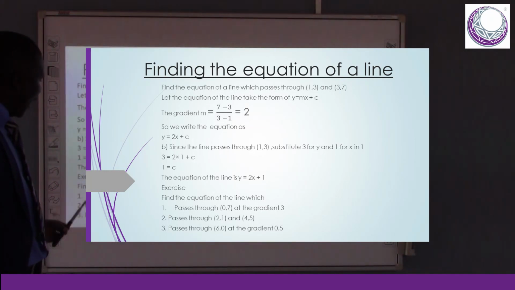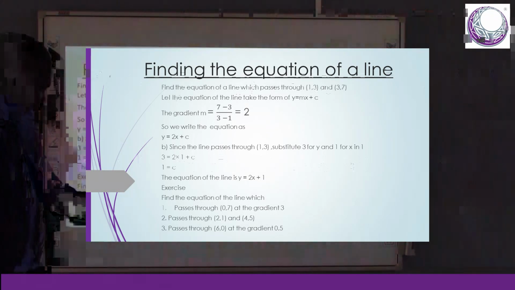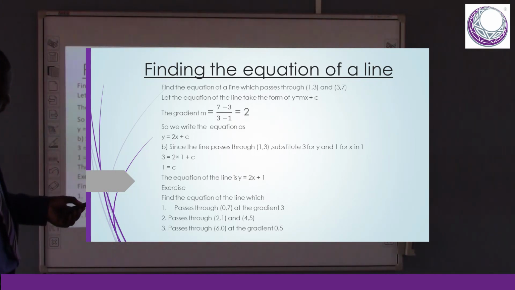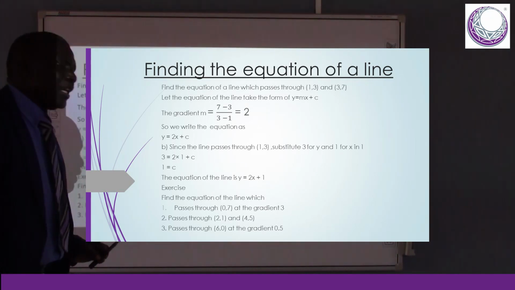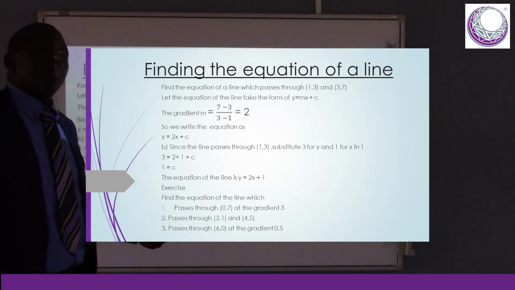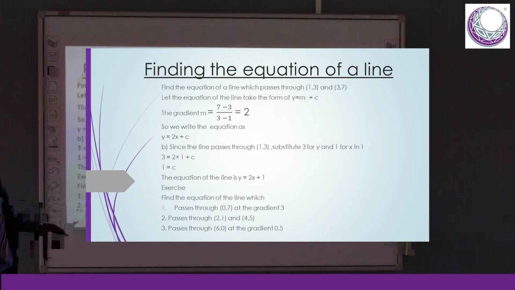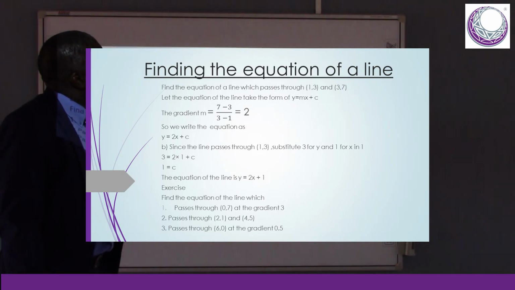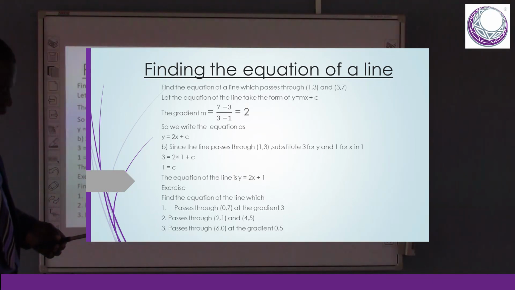It is just like number 1. Number 1 and number 3 are almost the same because you are given the point and you are given the gradient. And therefore, y is equal to 0.5x plus c. And then substitute the 6, 0 into the equation. That will enable you to find the equation of the line. And don't forget, we said it has to be in the form y equals mx plus c.